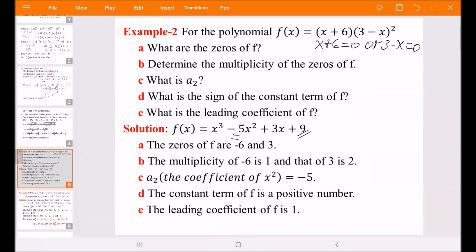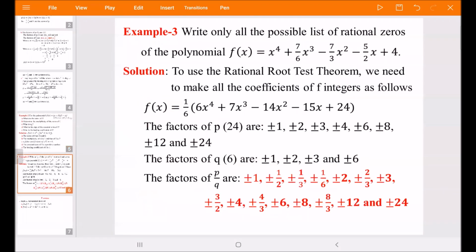Okay, the next example. Example 3. Write only all the possible list of rational zeros of the polynomial. In this case, we are not asked to find the rational zeros of the polynomial, but the possible list of rational zeros of the polynomial. My question is, list the factors of P over Q.